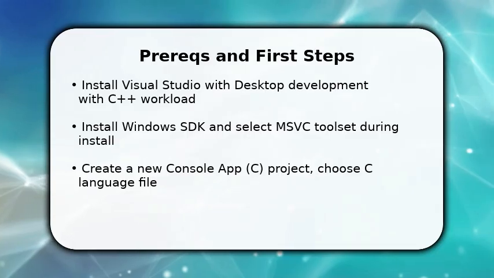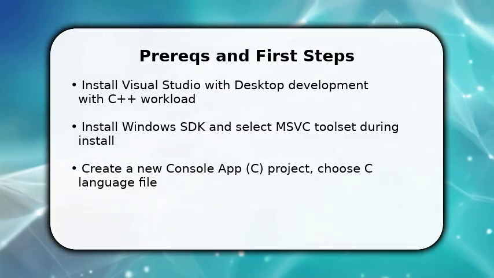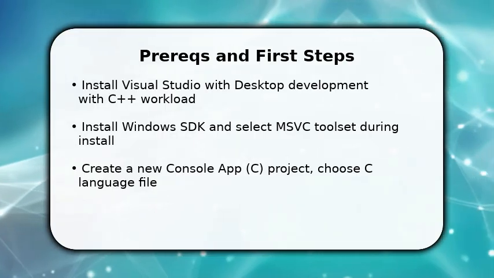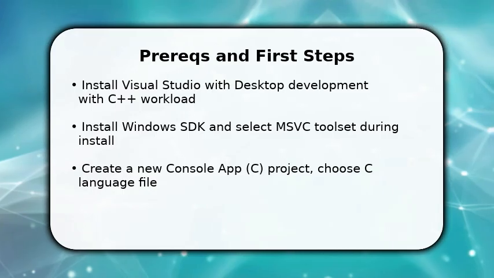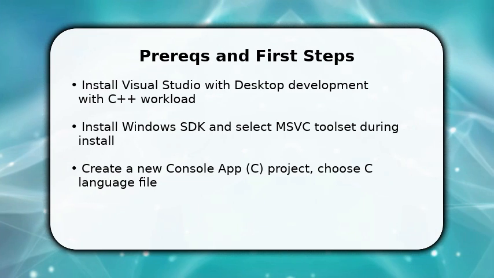Pick Console App and set language to C. You must add a C source file explicitly and set the project to use the MSVC toolset. Make sure to save the solution in a clear folder. This gets the environment ready so you can compile immediately.